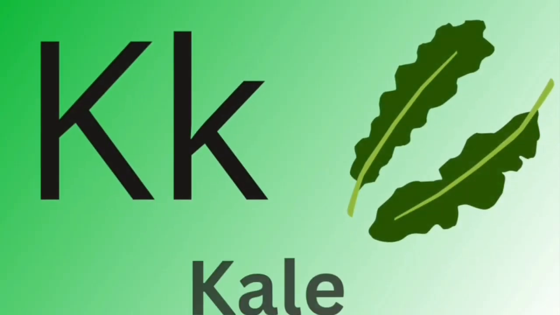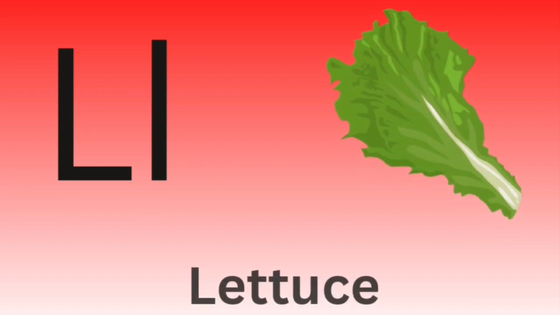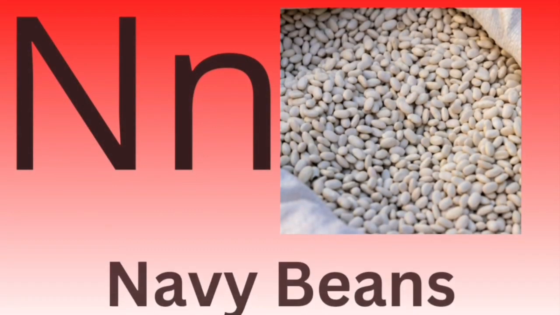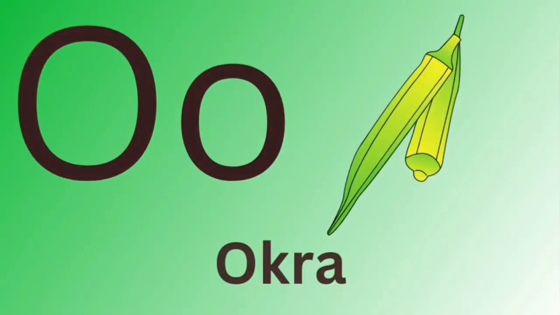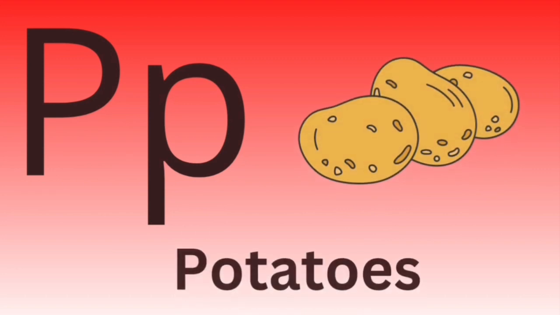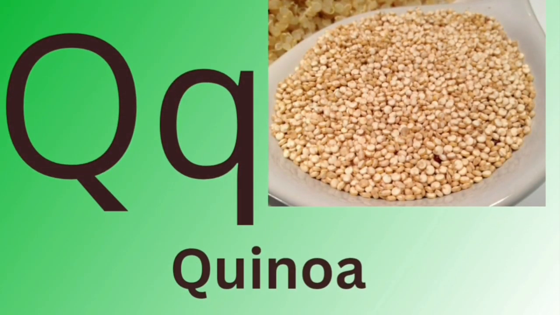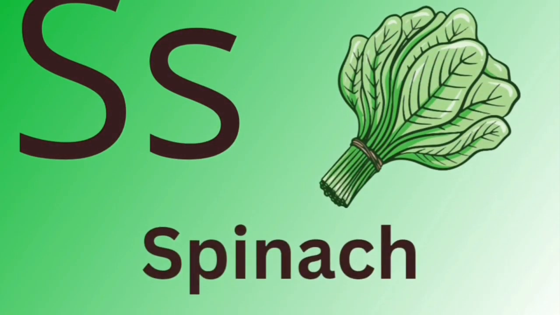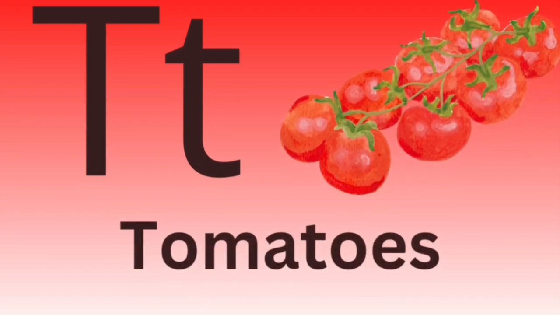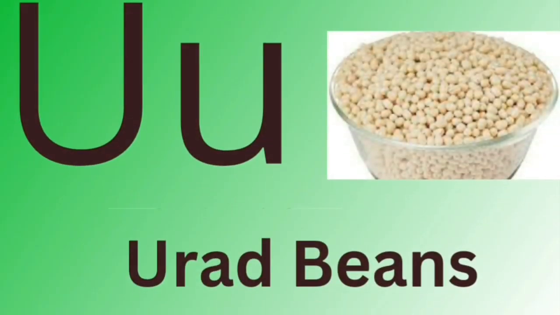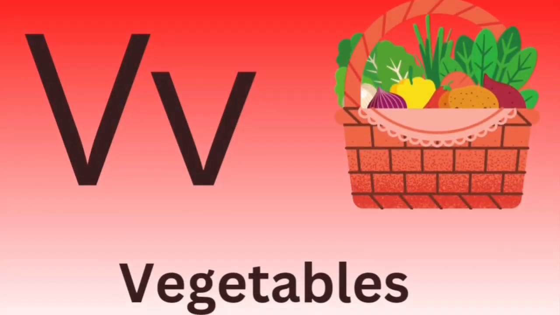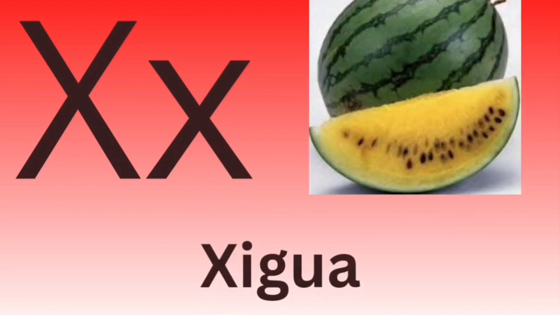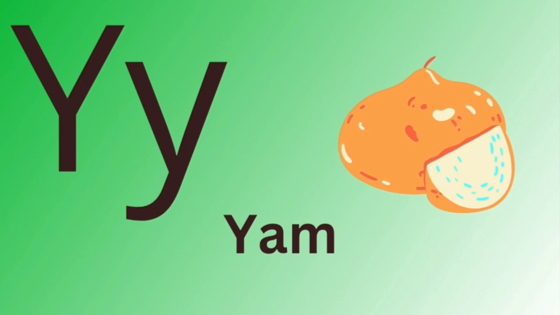K for kale. L for lettuce. M for mushroom. N for navy beans. O for okra. P for potatoes. Q for quinoa. R for radish. S for spinach. T for tomatoes. U for urad beans. V for vegetables. W for water grass. X for zebra. Y for yam. Z for zucchini.